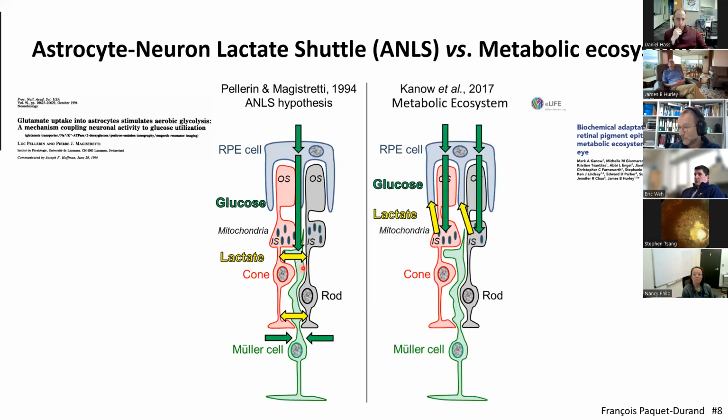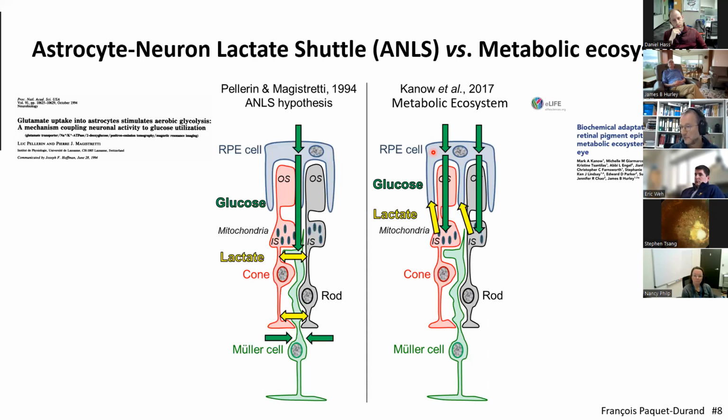Now, more recently, Jim Hurley's lab came up with an alternative idea, where they found in this paper in eLife in 2017 that the RPE cells would pass glucose on. Indeed, glucose would go through the RPE cells and into the photoreceptors, and the photoreceptors would perform glycolysis, not oxidative phosphorylation, and then the lactate released would fuel oxidative phosphorylation in the RPE cells, in a nutshell. So these are two alternative views that one could have about this.